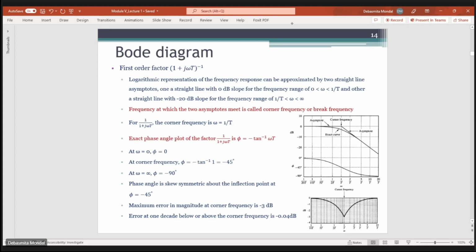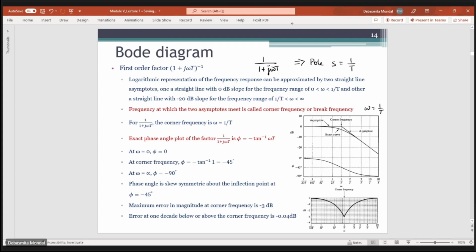The frequency at which the two asymptotes meet, that is at omega equals 1 by t, is known as the corner frequency or the break frequency. The other significance of this corner frequency is that this is the place at which the poles and the zeros of your system are. So if you have a factor of 1 by 1 plus j omega t, there is a pole which exists at s equals 1 by t. So the corner frequency is equivalent to the pole or the zero that is present in your system.